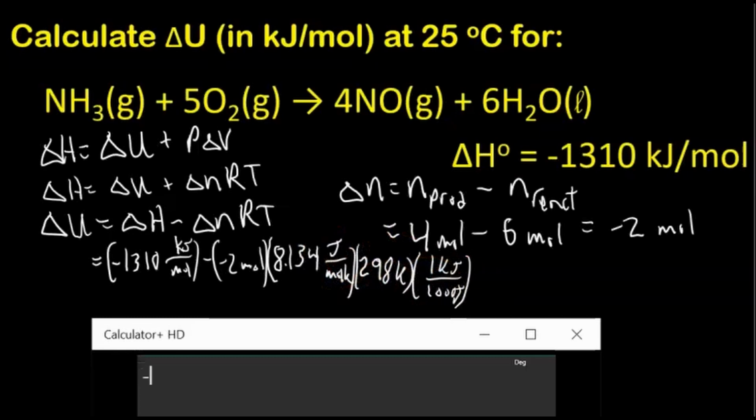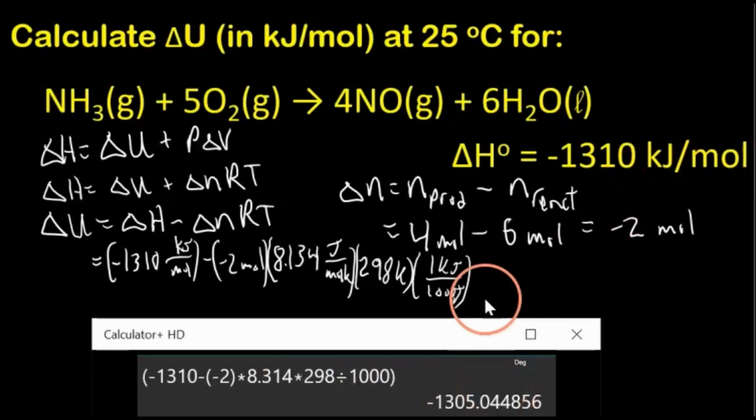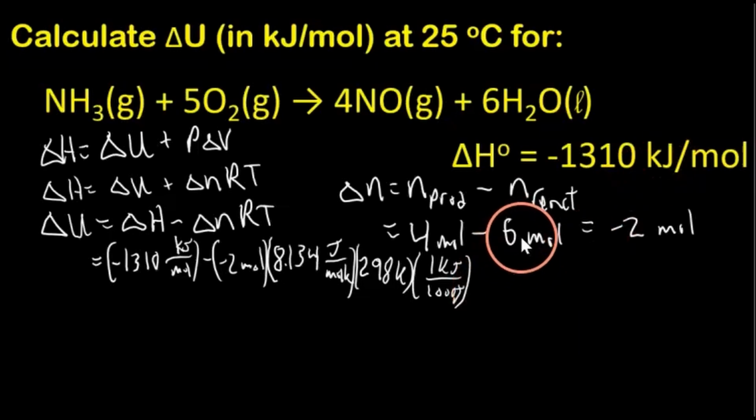Okay, so negative 1,310 minus, big bracket here, negative 2 times 8.314 times 298 divided by 1,000 is negative, so it doesn't change much. Negative 1,305 equals negative 1,305, and we're left with kilojoules per mole.